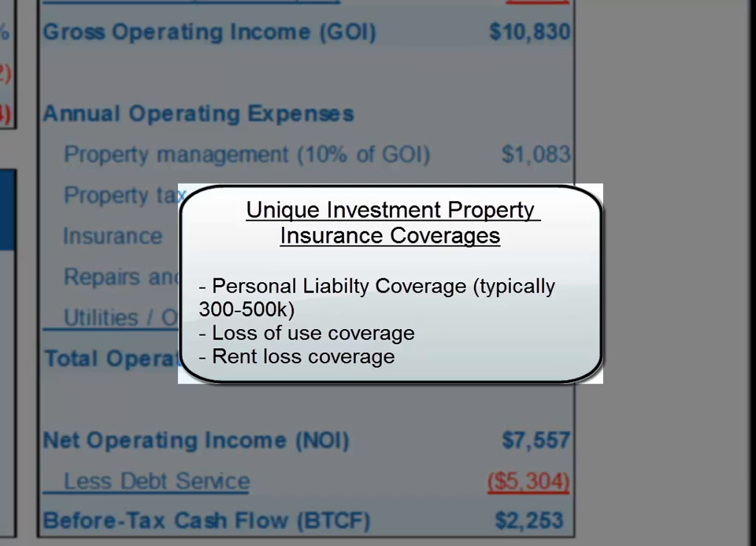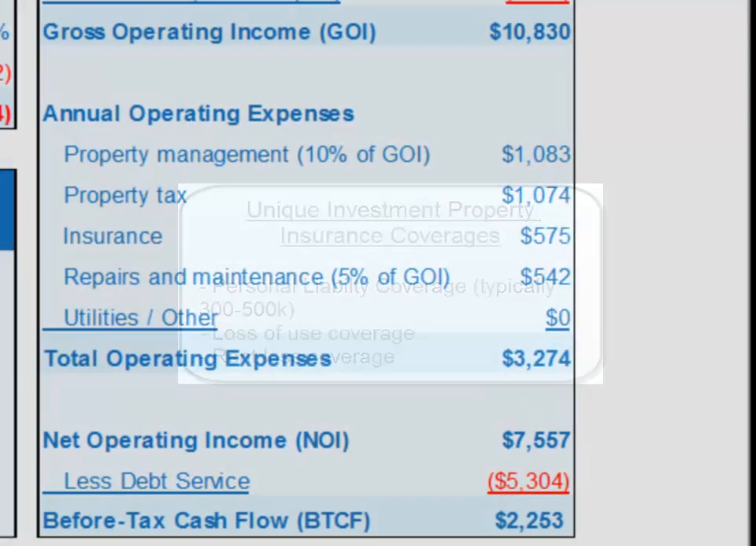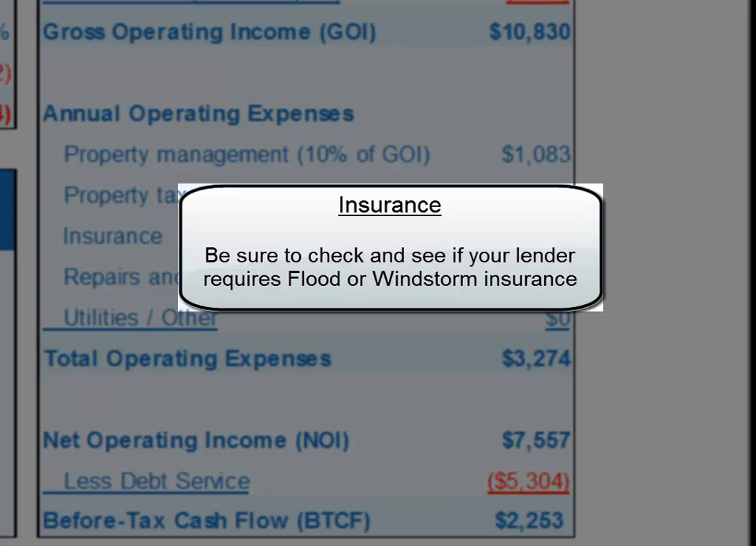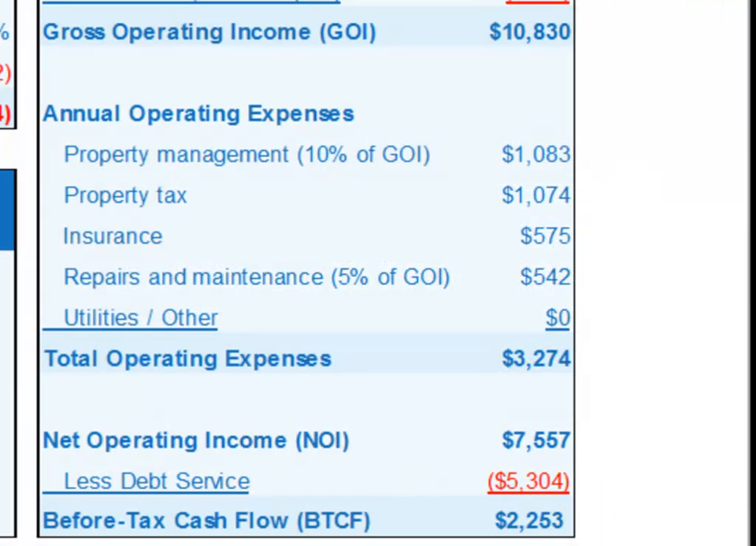Investment property insurance typically includes specialty items such as liability coverage and rent loss coverage that help protect you as the owner. Additionally, be sure to check and see if your property requires flood insurance or other mandatory coverages such as windstorm insurance. These additional coverages are not typically disclosed by the seller and can be an unwelcome surprise at closing. The next expense item we need to account for is our maintenance expense.